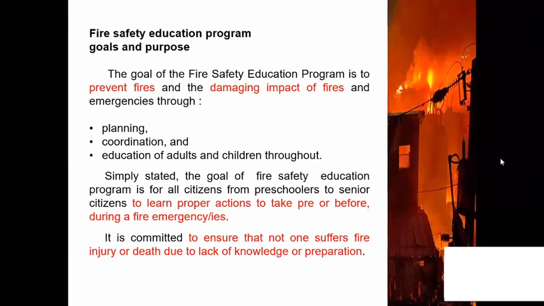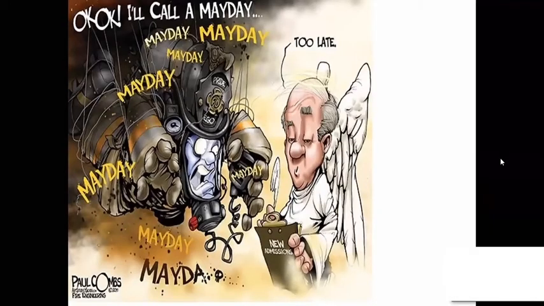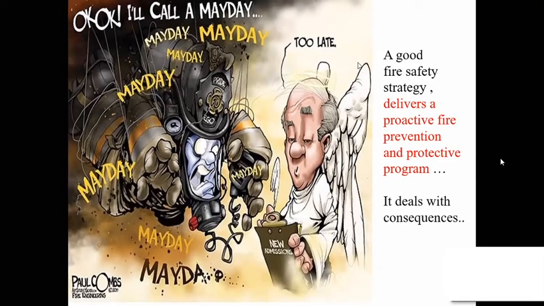Wag na picturean kasi bibigyan kayo ng copy nito. Okay? And then, of course, ang sabi dito, from this picture, the lesson is that a good fire safety strategy delivers a prevention effective program. Okay? So, the program must be proactive. We do not bet on our quick responses, our equipment, and how well trained we are, but we bet on how prepared the community is. And the only way that we can prepare the community is to have a very good proactive program.